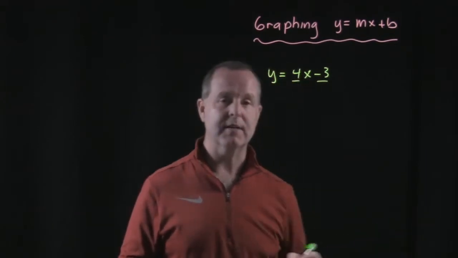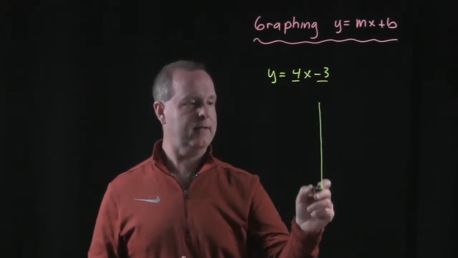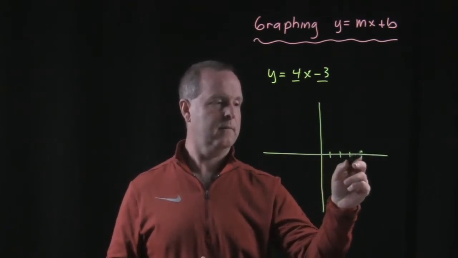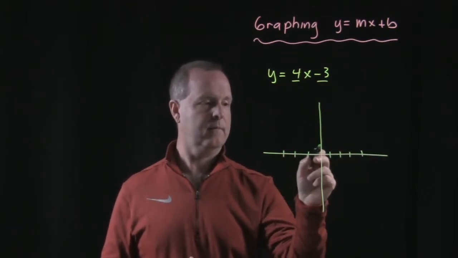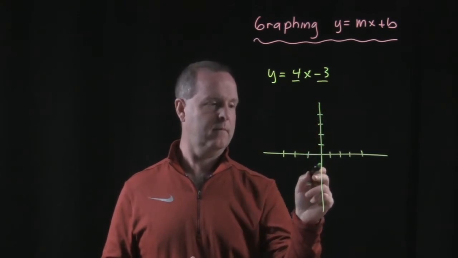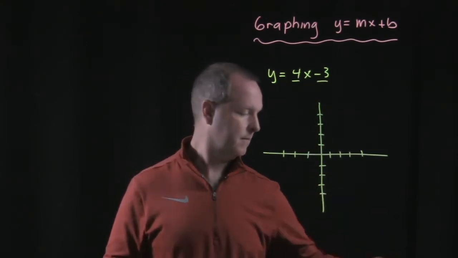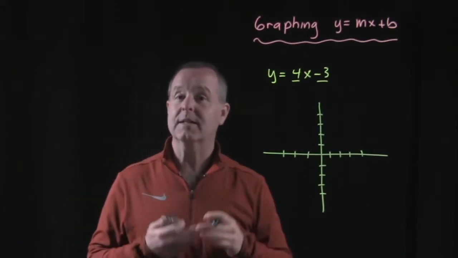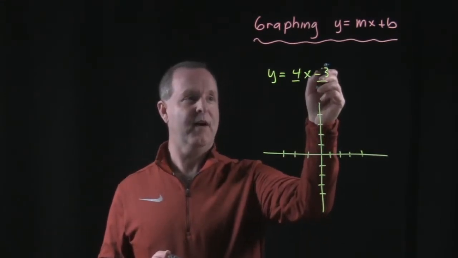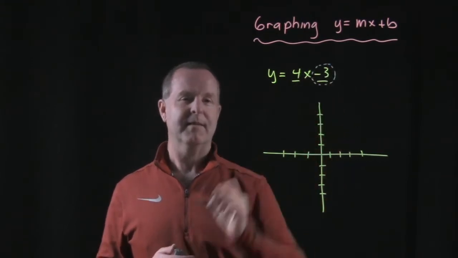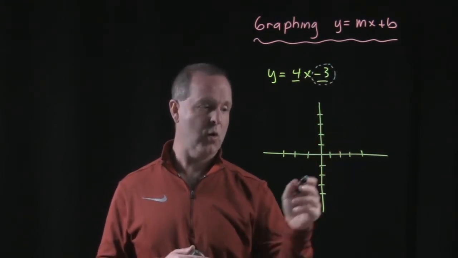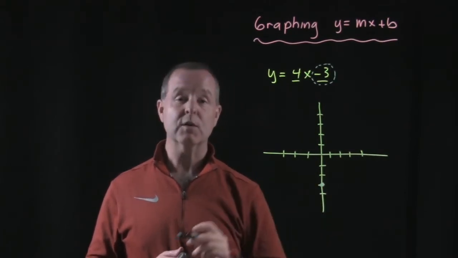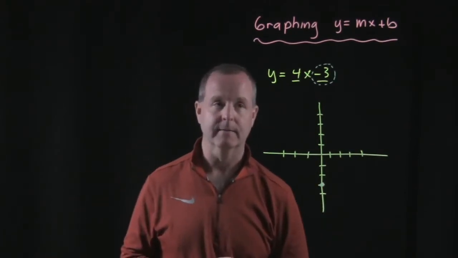So what do those values tell us? Well, it tells us a couple things here. So let me draw a graph first. So let's start with the y-intercept, or its starting point, which is this value right there. That tells us the graph crosses over at the y-intercept of -3. So there's one point we already know on the line.